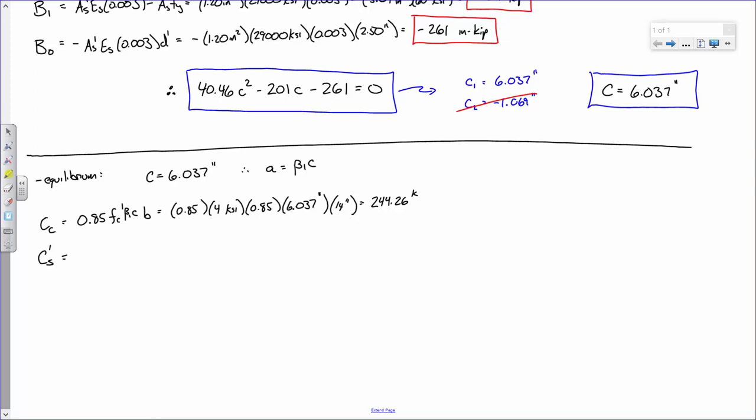How do we compute the compressive force in the upper layer of steel? It's not AS prime times FY. Why not? That was assuming it yielded. It didn't yield, right? So it's AS times whatever the stress is. What is the stress? Well, it's E times whatever the strain is, right? How do we determine the strain?